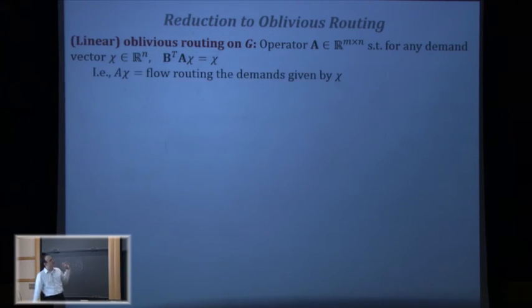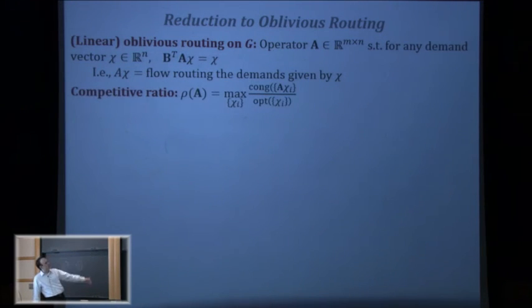What that means is that chi are my demands, and A chi is a flow that routes the demands that I'm given. So that's what I mean by a routing scheme: you give me demands, it gives me a flow. And the competitive ratio is the competitive ratio defined before.